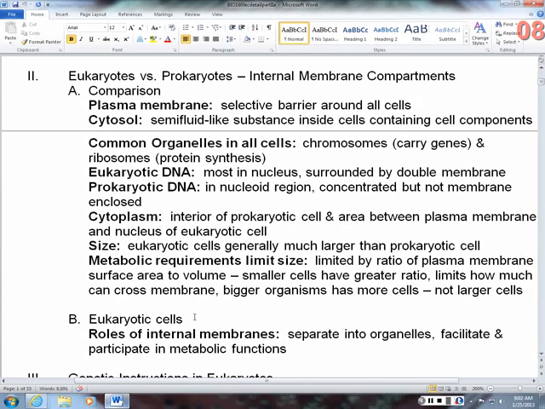The size, eukaryotic cells are generally much larger than prokaryotic cells. Red blood cells are pretty small. They're on the smaller end of eukaryotic cells. So that's why you have to look at them with oil. The prokaryotic cells, your bacteria, you always look at those with oil under the microscope. And they still look really small.